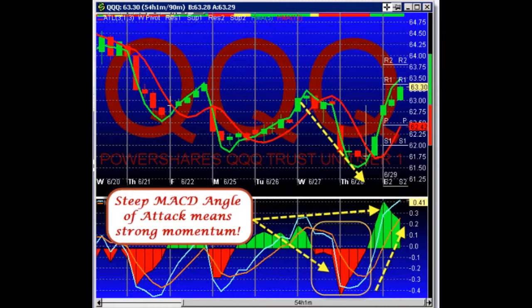Now, this happened this past week, several times in fact. There was the announcement of the Obamacare by the Supreme Court, and the market tanked. And you can see on the chart that on Wednesday, the market was sort of moving sideways. And then all of a sudden, Thursday, the market starts tanking strongly to the downside, and you can see the steep MACD angle of attack, which means that there is strong momentum in the direction downward in this particular case. And anytime you see this sharp MACD taking place, you notice it's a minus 0.4.